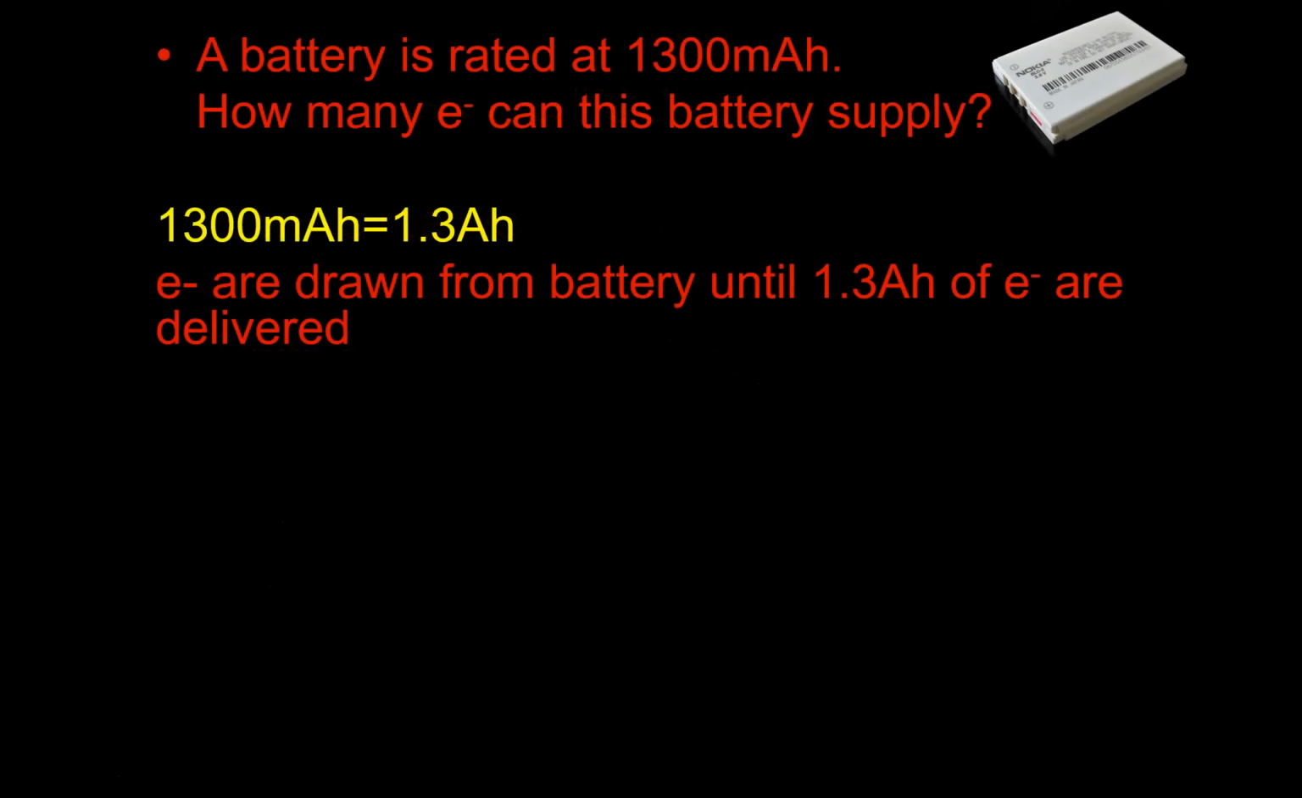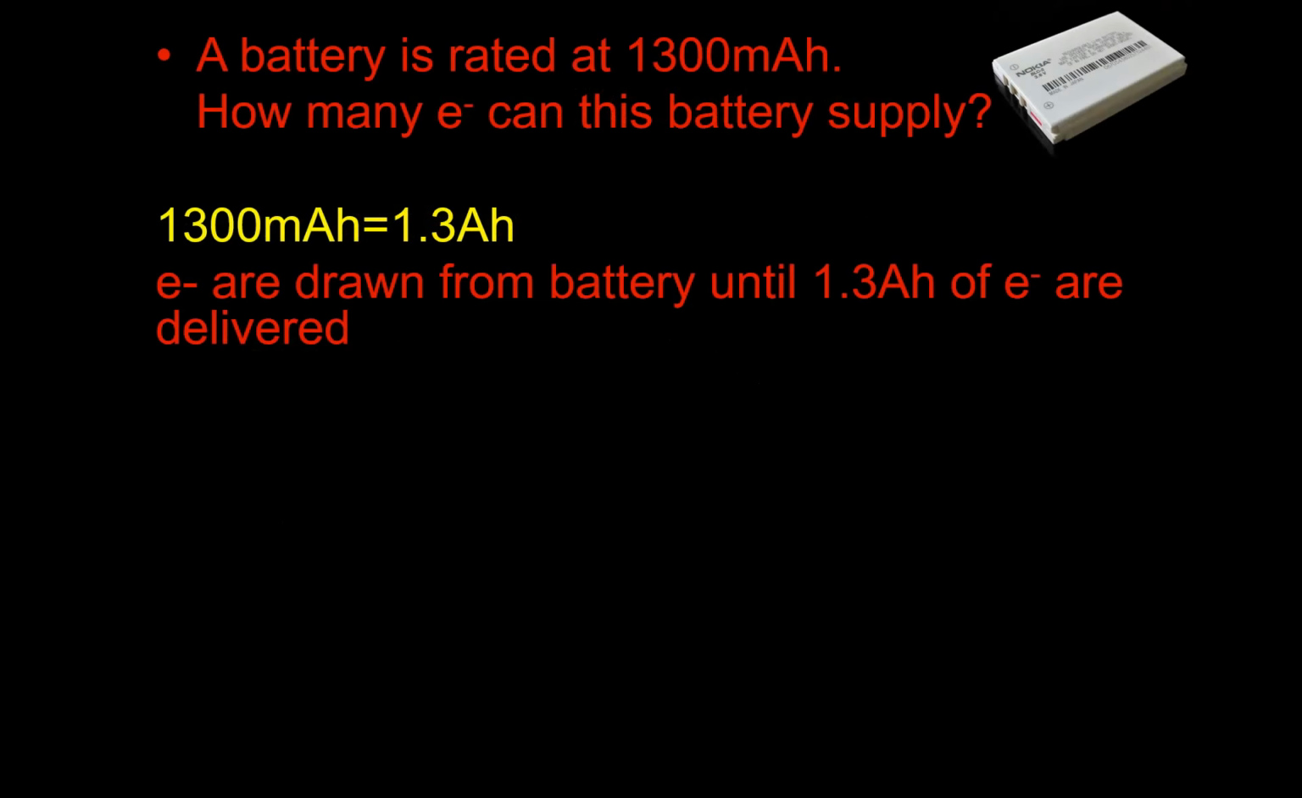Let's take a look at a quick example. So a battery here is rated at 1300 milliamp hours. Okay. How many electrons can this battery supply? And we've talked about amp hours a little bit before. So we've got 1300 milliamp hours. That means this is 1.3 amp hours.